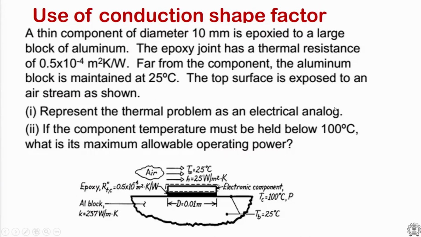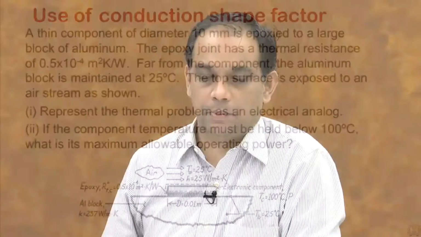With that, let's look at a problem, and in this problem we have a heat source or an electronic device that is epoxied down to a semi-infinite medium, an aluminum block, where heat is being dissipated, and the electronics chip is exposed to some hot air flowing over it. So there is heat dissipation from the top side as well as from the bottom side. As we discussed previously, we will make use of this conduction shape factor in this example.